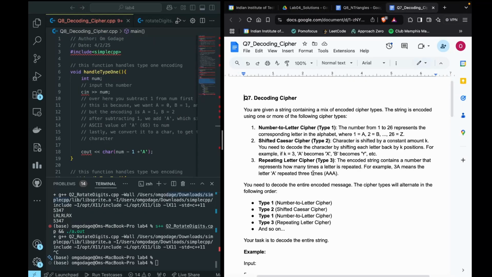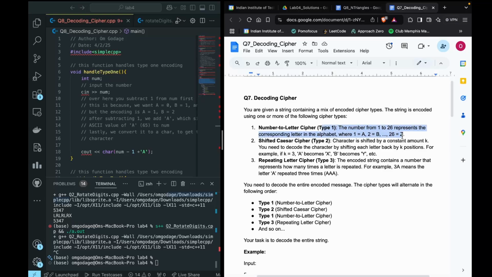Okay, now coming to the 7th question, which was decoding cipher. You are given a string and it contains a mix of encoded cipher types, and there are 3 different types of ciphers. The first type is just mapping 1 to A, 2 to B, and 26 to Z. Okay, I'll just start one by one.